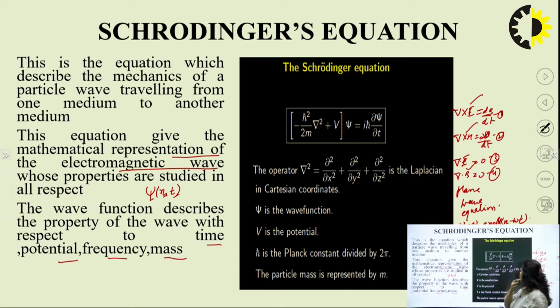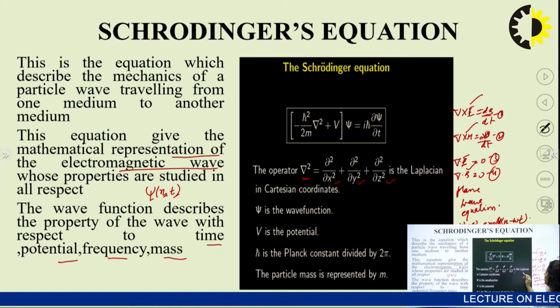Schrodinger gave this equation in the following form: minus h cross square upon 2m del square psi plus V psi is equivalent to i h cross del psi by del t. Here the first term has the del operator. The del square is del square upon del x square plus del square upon del y square plus del square upon del z square, which is called the Laplacian in Cartesian coordinates.